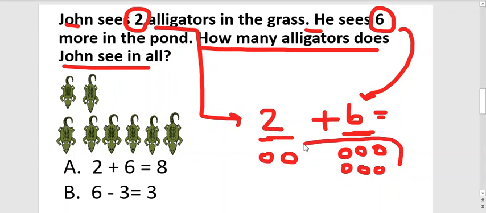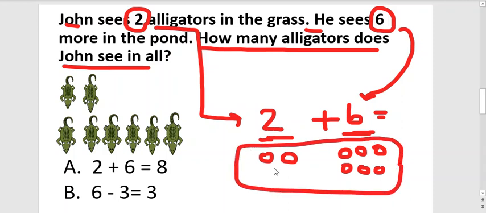And my last step is to add them all together to find my sum or my answer to the problem. So I have 1, 2, 3, 4, 5, 6, 7, 8. So my answer is 8. So 2 plus 6 is 8.